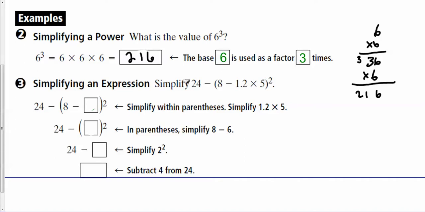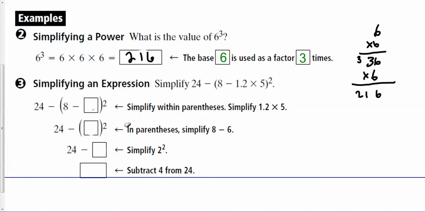Okay, now the fun stuff. Getting back to order of operations. So remember we had exponents as the second one, but let's get back. So we have 24 minus, and then in parentheses, 8 minus 1 2/10 times 5 squared. So what am I going to do first? Well, I see parentheses first, so that's what I'm going to do first. Inside the parentheses, there's a subtraction sign and a multiplication sign.